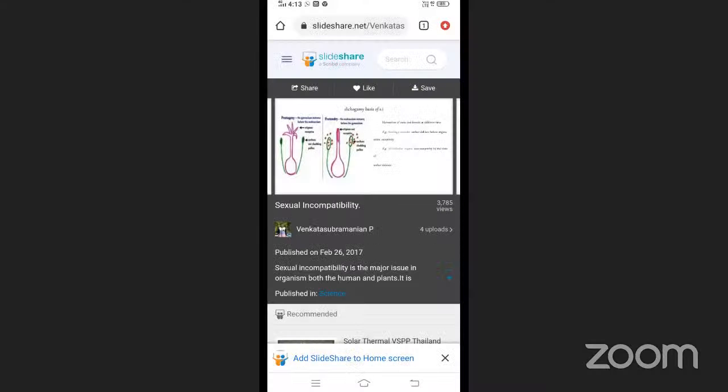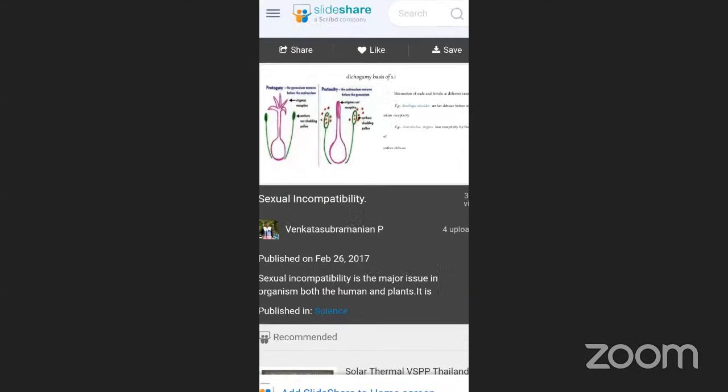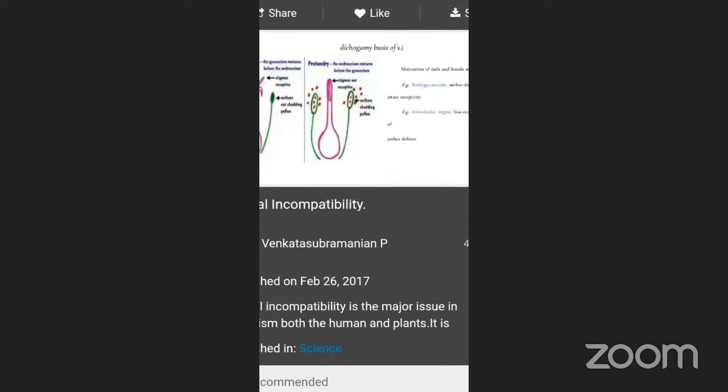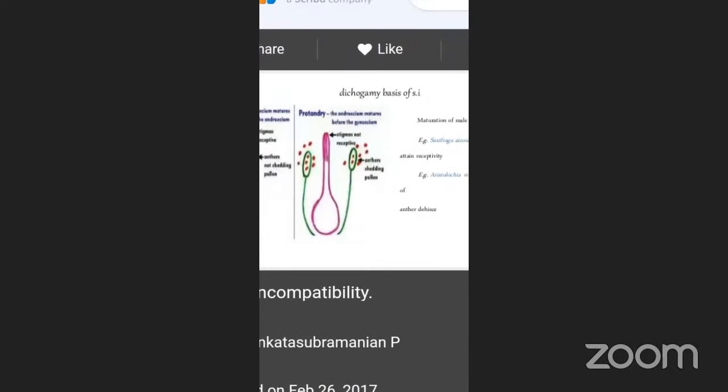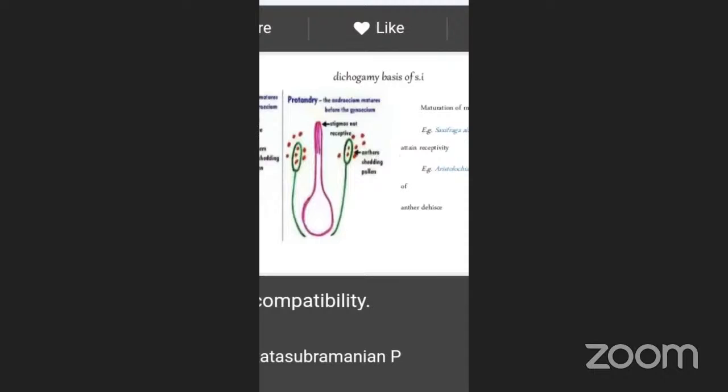So what is the incompatibility mechanism? In nature, there are different floral adaptations such as dichogamy, heterogamy and unisexuality. Dichogamy, heterogamy and unisexuality have evolved to prevent self-pollination, but the most widespread and effective natural device to enforce outbreeding is self-incompatibility.